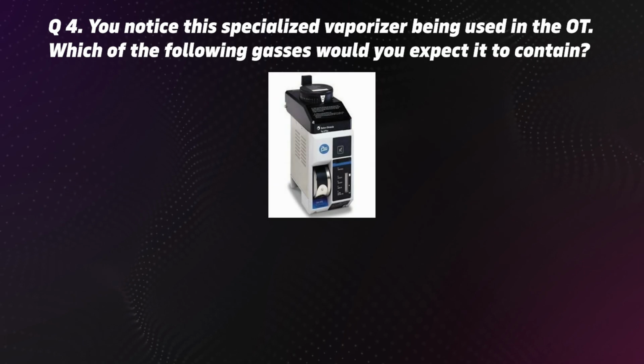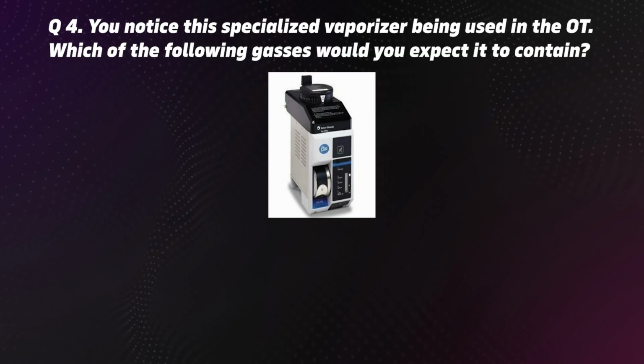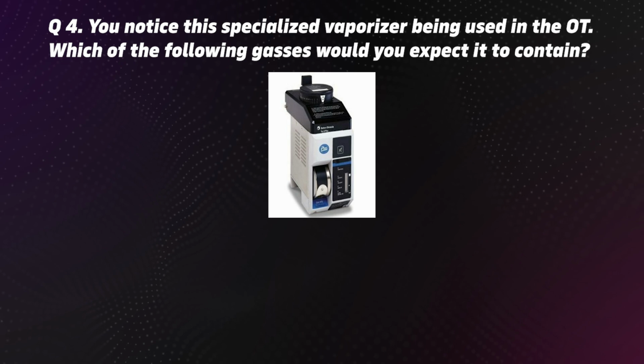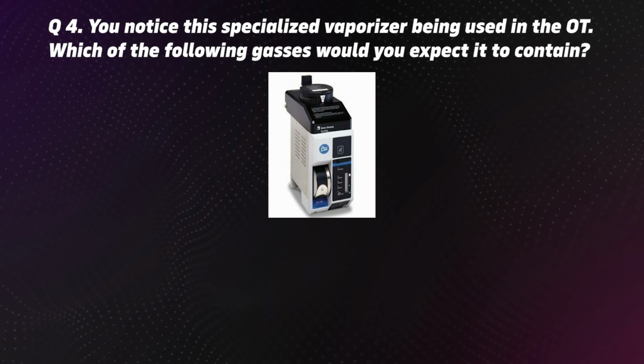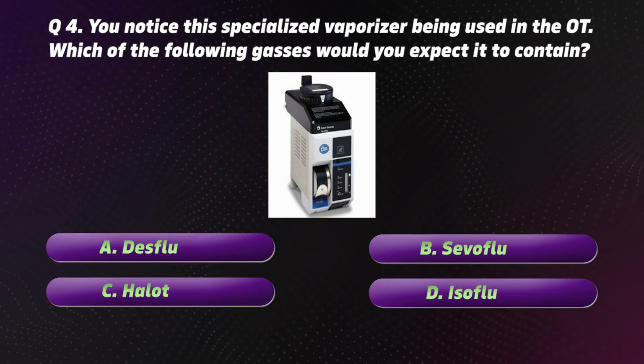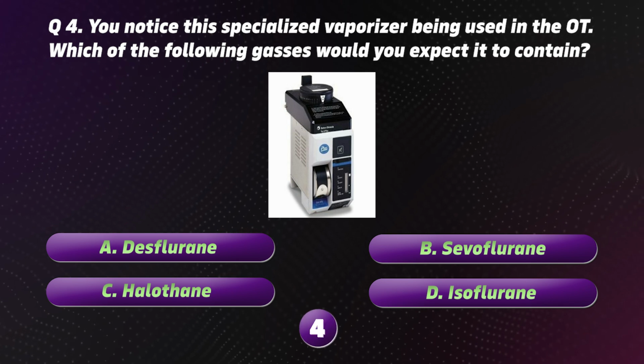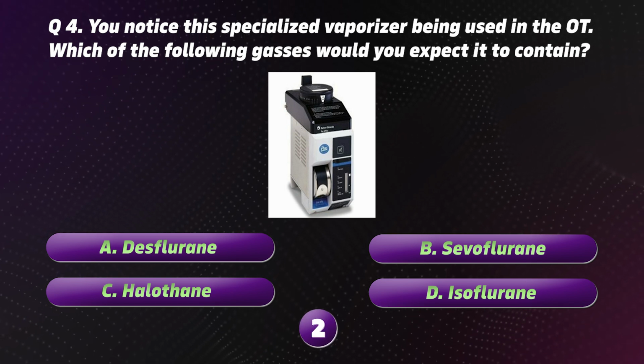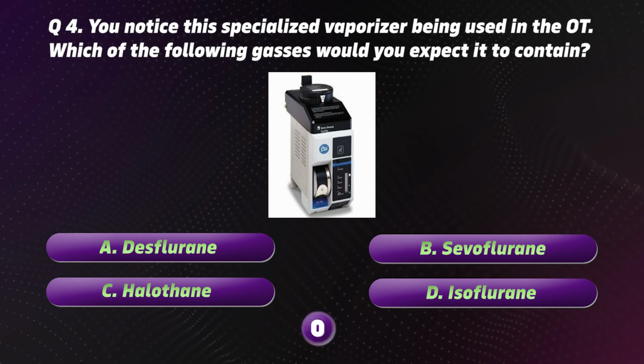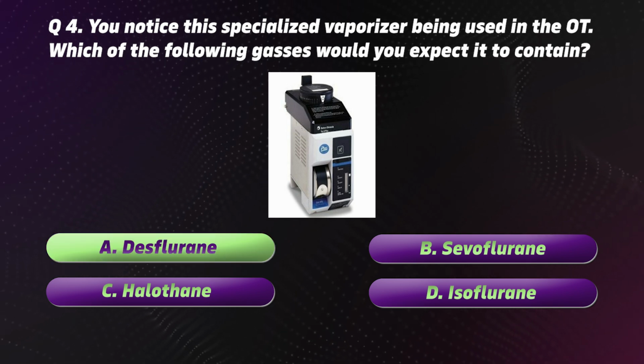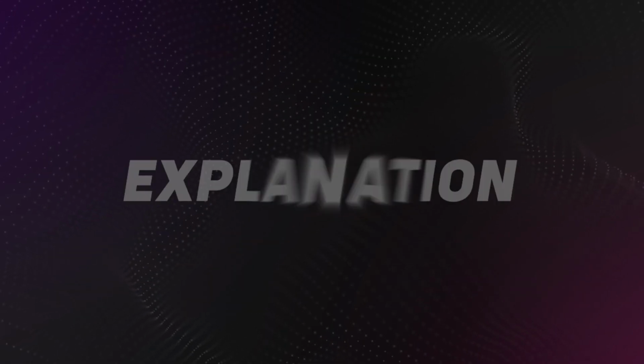Question 4. You notice this specialized vaporizer being used in the OT. Which of the following gases would you expect it to contain? Here are the options. A. Desflurane, B. Sevoflurane, C. Halothane, D. Isoflurane. And the correct option is A. Desflurane. Here is the explanation.